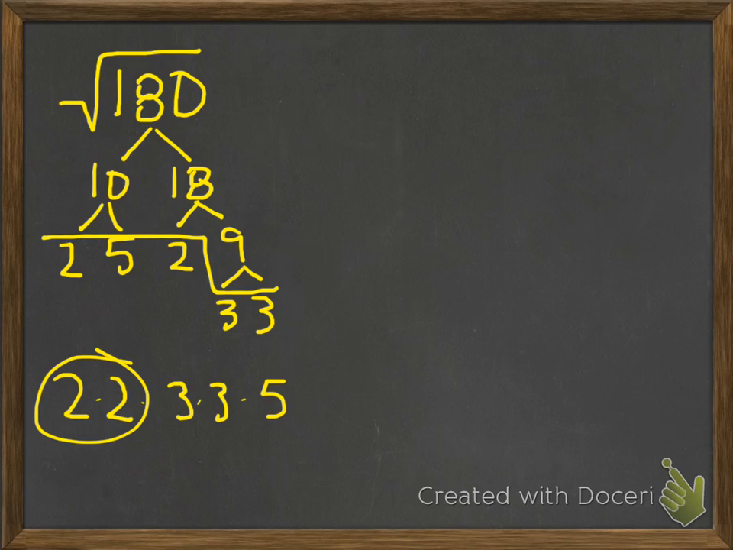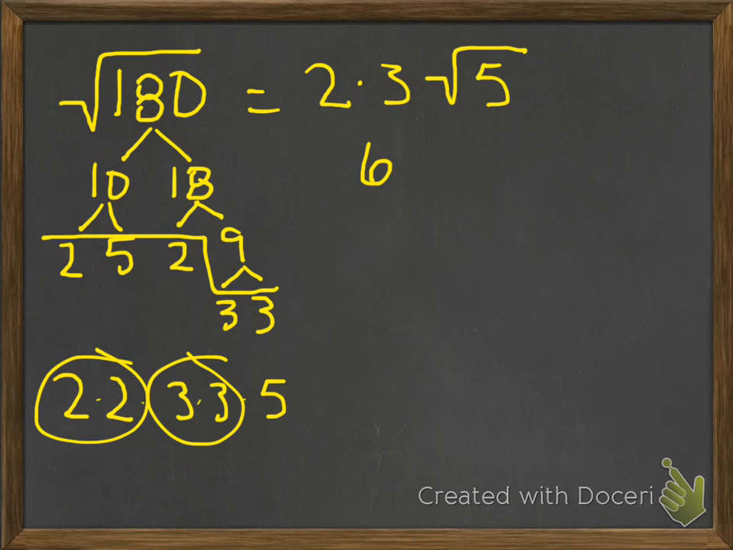Okay, so I can see here I have a pair of 2's and a pair of 3's. So that should be 2 times 3 outside, which is 6, and then a square root of 5, which was left over inside. So my final answer is 6 square root of 5.